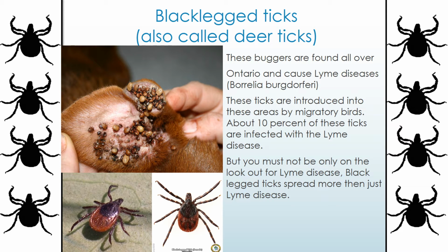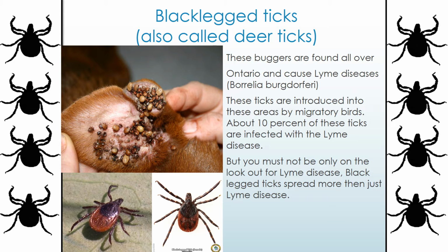Now, there are literally hundreds of species of ticks. But the one that we mostly worry about in a clinical sense is the black-legged tick, also known as the deer tick. Black-legged ticks can be found in many areas of Canada. Even where tick populations have not been identified, there are often ticks. These ticks are introduced into these areas by migrating birds. About 10% of these ticks are infected with the most common disease found in ticks, called Lyme disease bacterium.